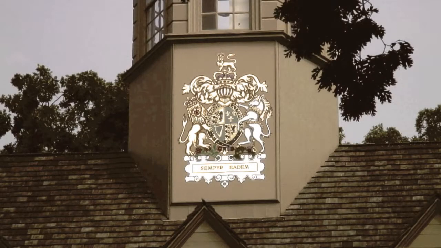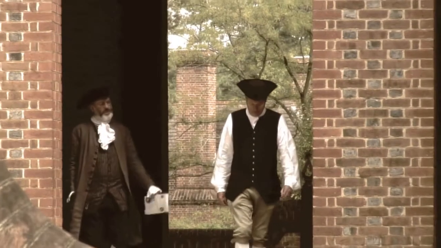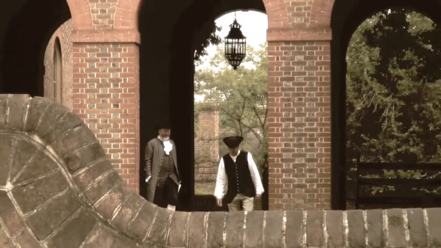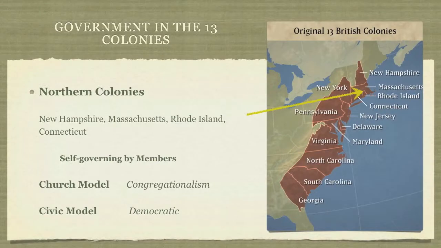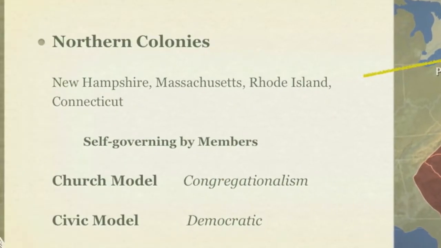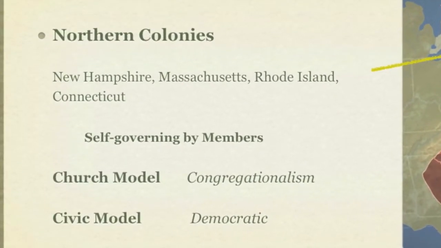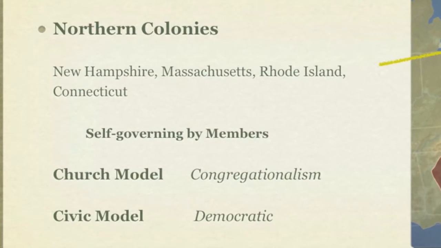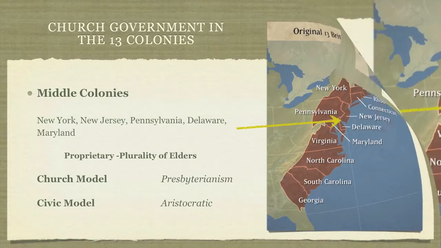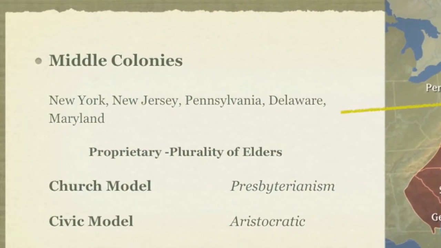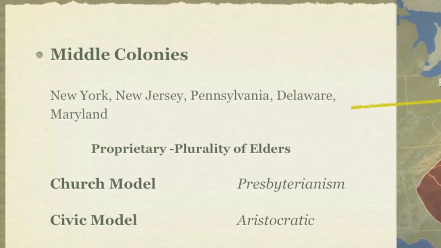There was no uniform type of civil government in the colonies, because each colony tended to follow the type of church government found in that colony. Typically, the four northern colonies had a democratic congregational model, where all church members had a say in how the church was run. The five middle colonies usually had a Presbyterian model, several elders governing a group of churches.